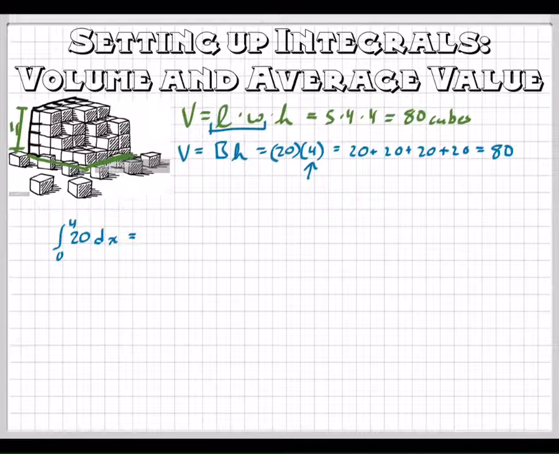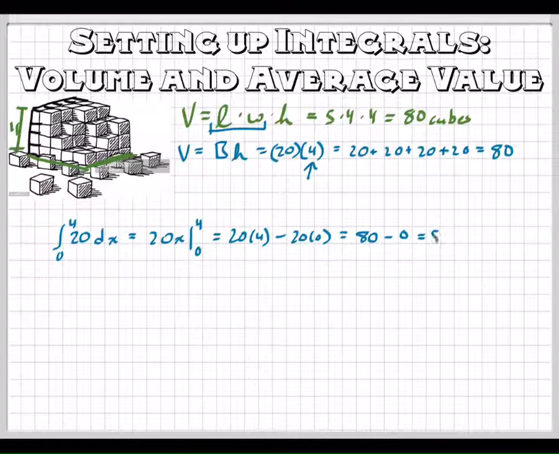But I kind of want to show you guys what happens when we use the fundamental theorem of calculus on it. If I do the antiderivative of 20, that's going to be 20x. You guys agree? Okay. And then I'm going to plug in the 4, and I'm going to plug in the 0. When I plug in the 4, I'm going to get 20 times 4. And when I plug in the 0, I'm going to get 20 times 0. And then I'm going to get 80 minus 0, which just gives us 80. So again, we got 80 for our answer.